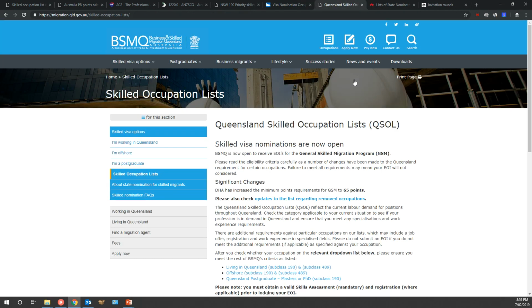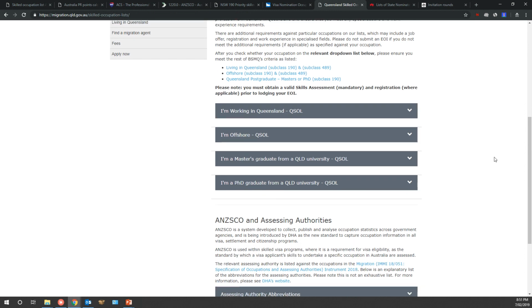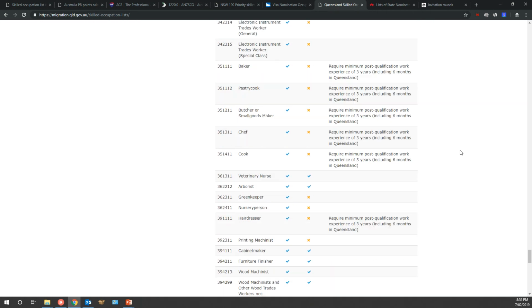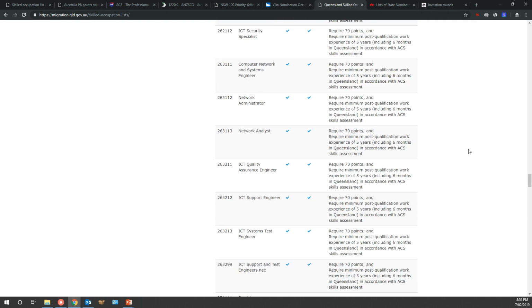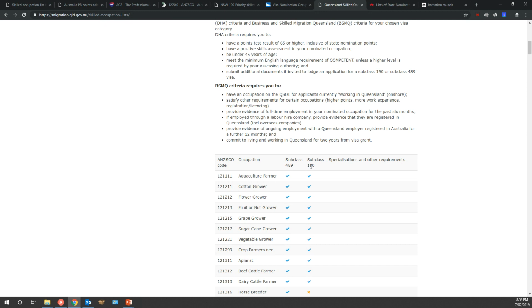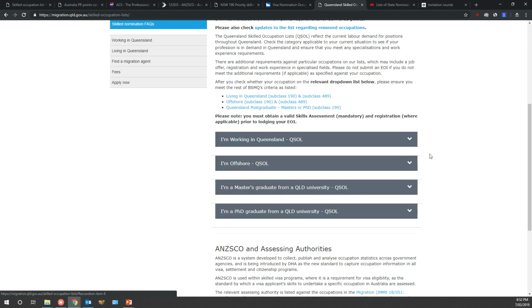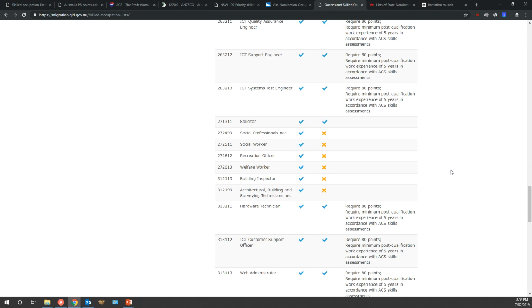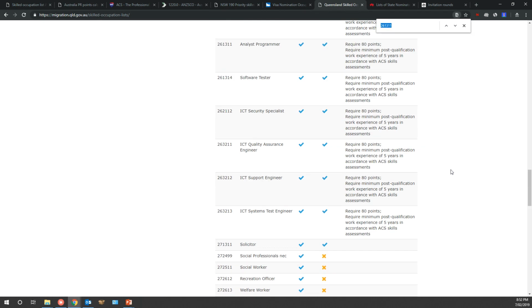Queensland. There are 4 categories, 4 groups. Whether you are working in Queensland, whether you are offshore, master graduate, PhD graduate. And depending on which group you are, if you are working in Queensland, there are quite a lot of occupations which could be nominated by Queensland. And they are nominating for both 489 and 190. But you are not working in Queensland. You are offshore. There is a lot, but also a lot less.